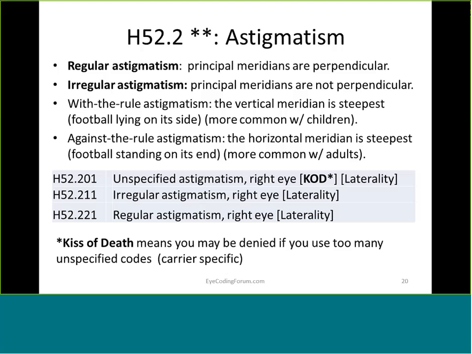Other concepts in astigmatism are what we call with the rule astigmatism, where the vertical meridian is steepest. The eye is a football, think of it as lying on its side, and this is more common with children. And against the rule astigmatism, where the horizontal meridian is steepest, and it's like a football standing on its end, and this is more common with adults. We'll stop here with part 2 and continue with part 3 in the next series of slides.